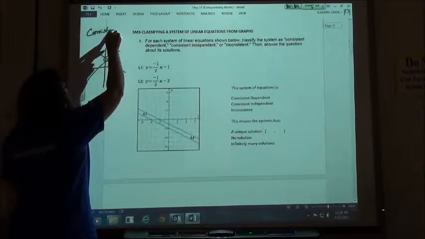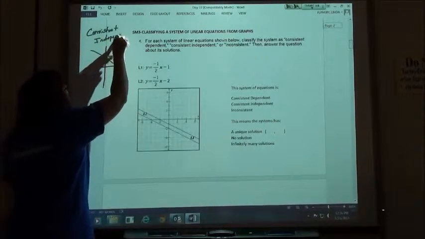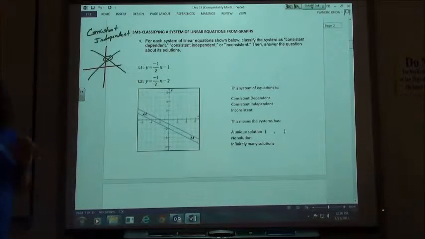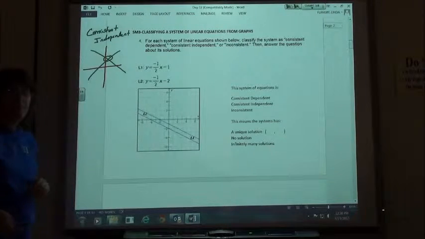Make sure I spell it right. Independent. Independent means one. So you get one unique solution if you have something that looks sort of like that.